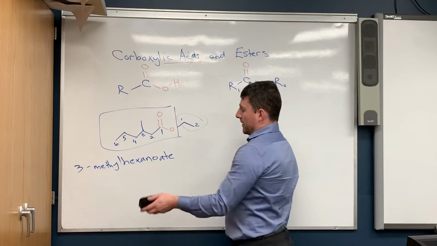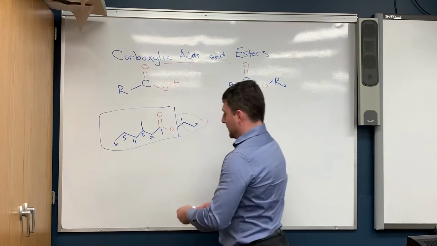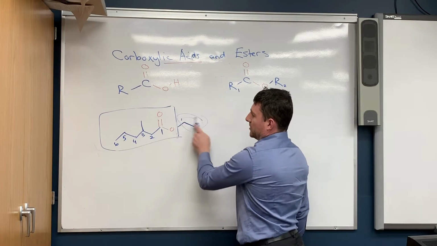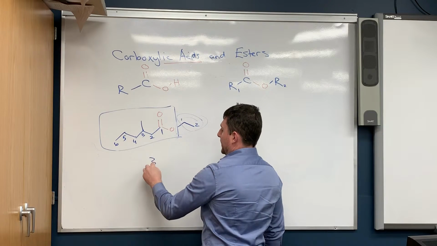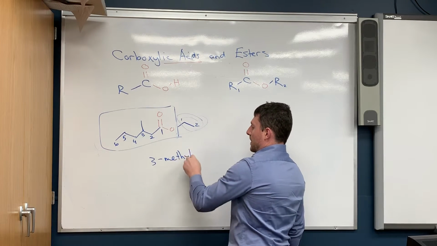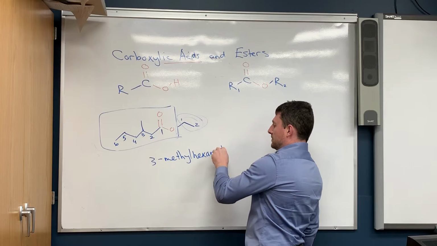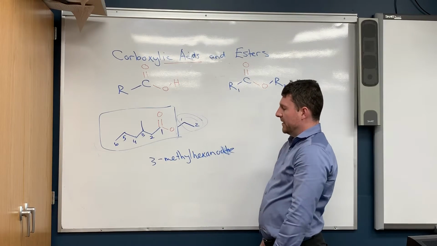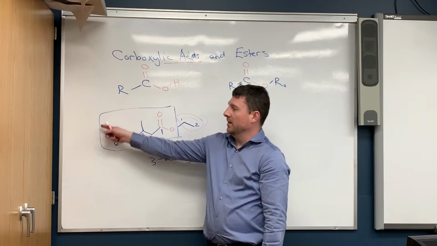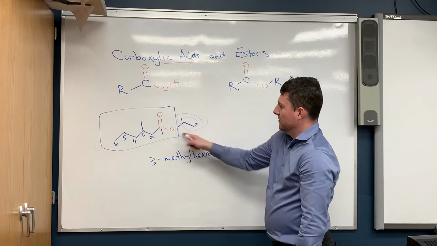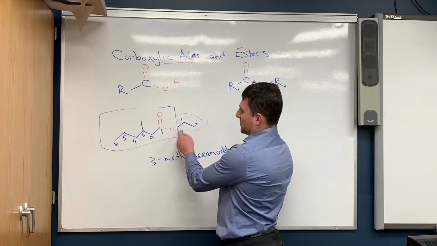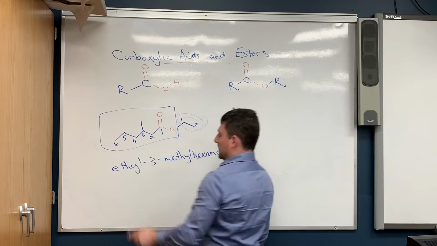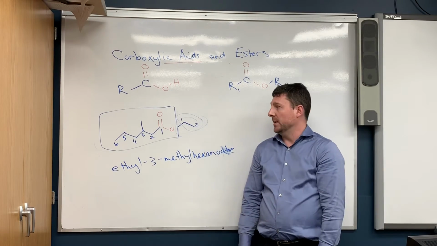I haven't left myself enough room here. So again, I'm going to start with the conjugate base and ignore the carbon chain here for a little moment. So that's 3-methyl hexanoate, and that's the ester part. And then what's the carbon chain that goes on the oxygen of our ester? Well, it's ethyl. So it's ethyl 3-methyl hexanoate, and that's how we name this ester.